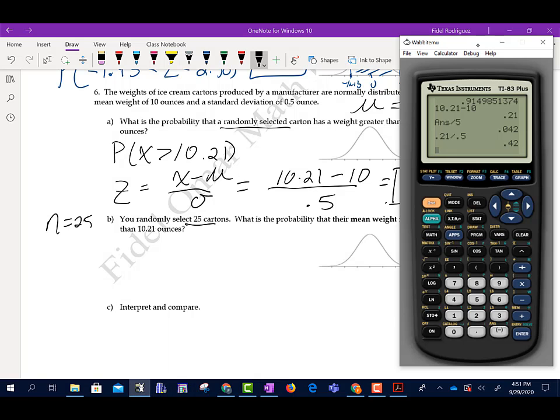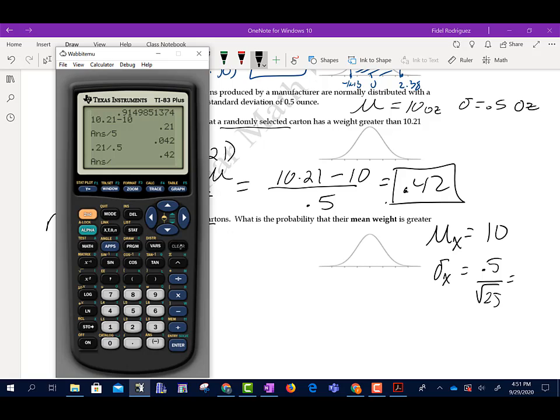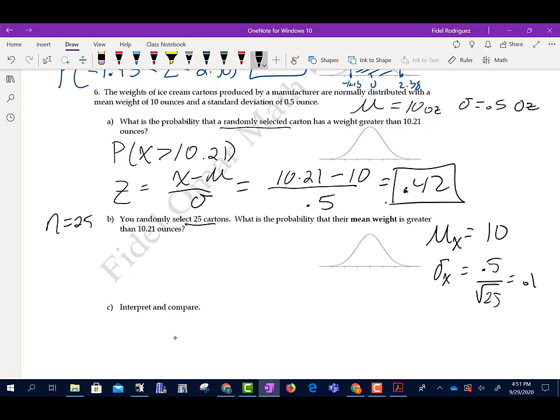Okay, so let me turn on my calculator again. Clear it out. So 0.5 divided by the square root of 25 is 0.1. Okay. All right. So now what we're asking for is what's the probability that this is going to be greater than 10.21? We're going to convert this to a z-score. So we're going to take our x minus our mu x divided by our sigma x. Okay. So 10.21 minus 10 divided by 0.1.